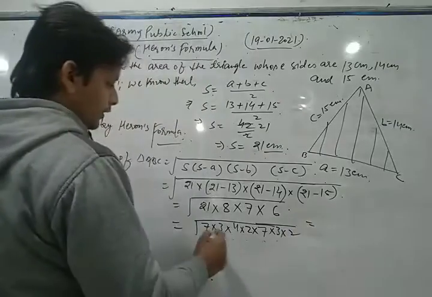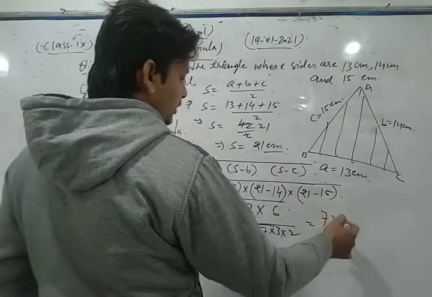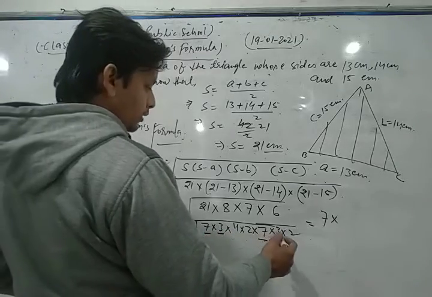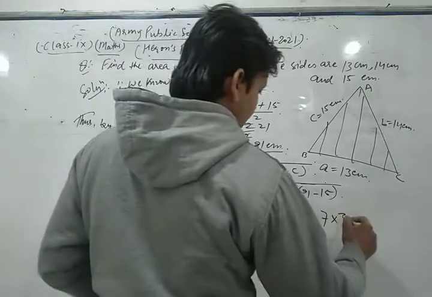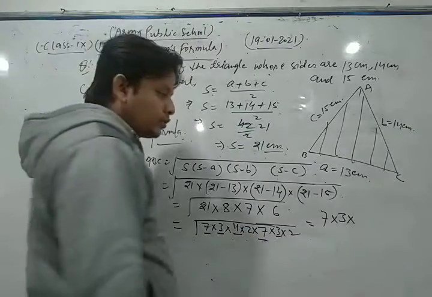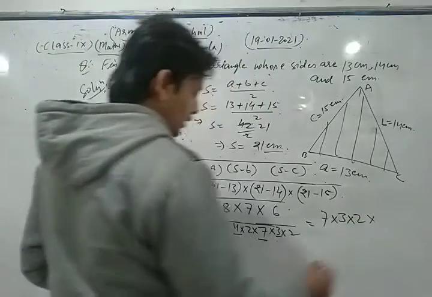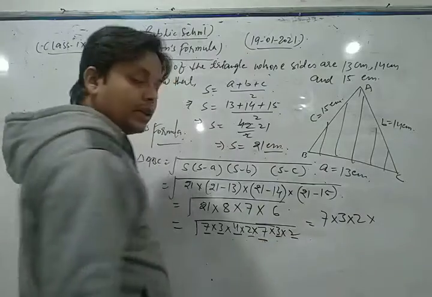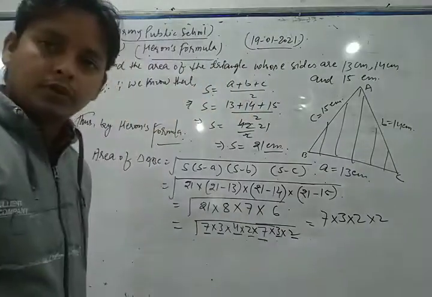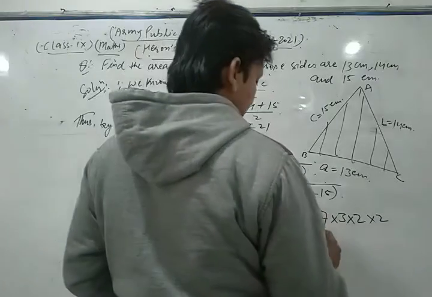Now look, 7 is in pair, so 7 comes out of the square root. Here 3 is also in pair, so 3 also comes out of the square root. Now you know that the square root of 4 is what? 2, dear students. So we write 2, and 2 is also in pair, so we take 2 out of the surds or square root. Now we multiply them.